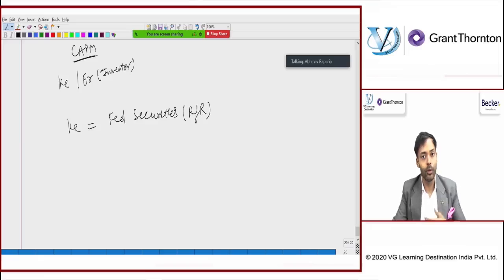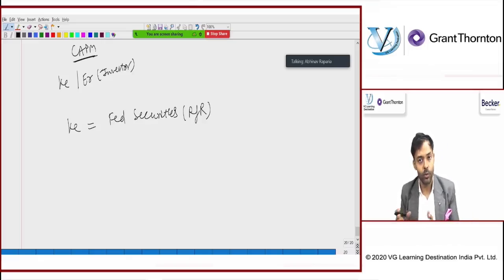Various countries have their own bonds, they have their own FD interest and everything, which is considered as risk-free. Obviously, the risk-free rate varies across countries because it depends on the sovereign guarantee and the ratings of that country. For example, India's rating is approximately BBB minus, US rating is AA plus. So it obviously depends on the sovereign rating of your country.